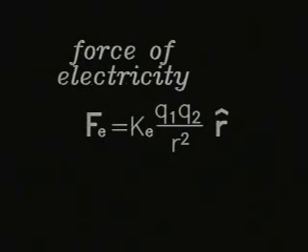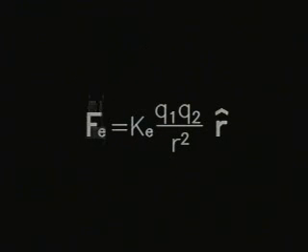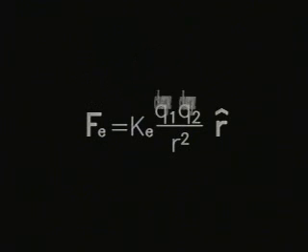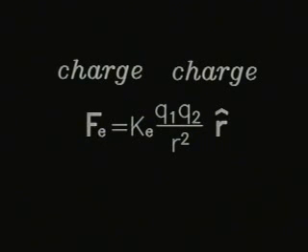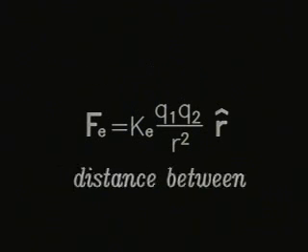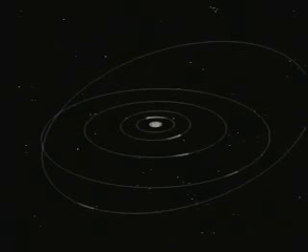The electrical force is equal to the constant K sub E times the product of the charges, the Q's, divided by the square of the distance between them. The formula for electricity is strikingly similar to the one for gravity.